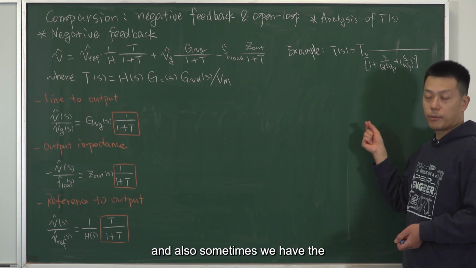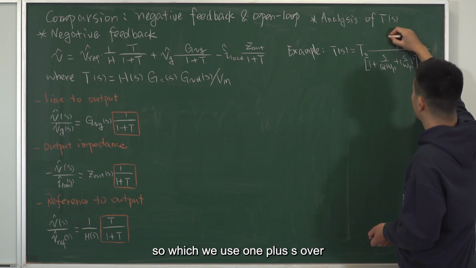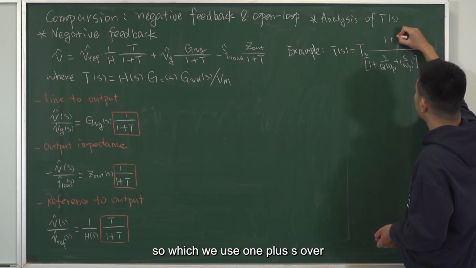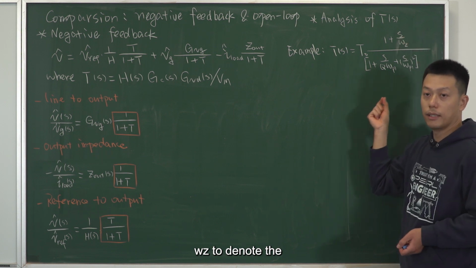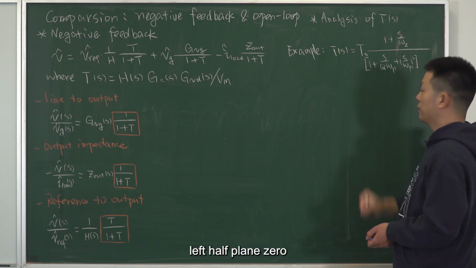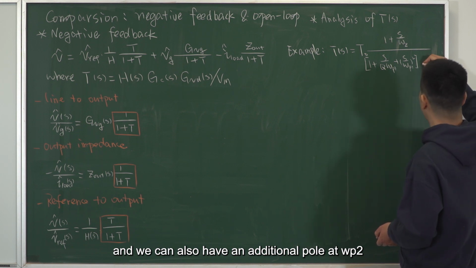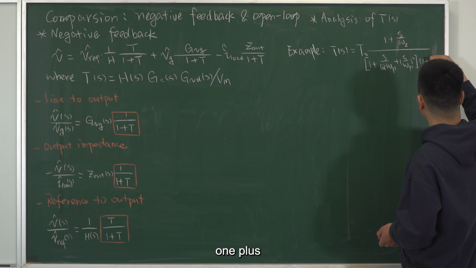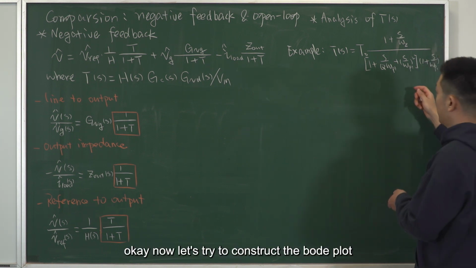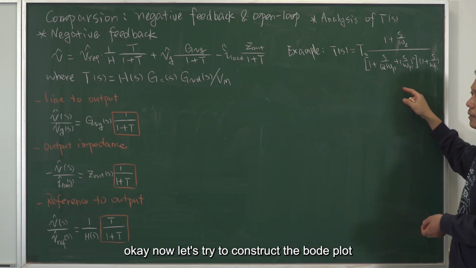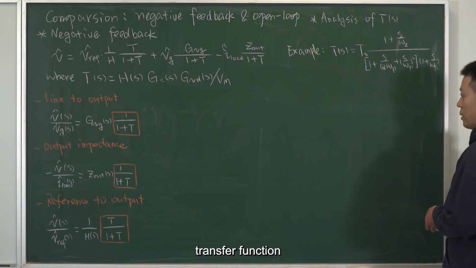And also sometimes we have a left half plane zero, which we denote by 1 plus s over omega z. We can also have an additional pole at omega p2, 1 plus s over omega p2. Okay, now let's try to construct the Bode plot for this loop gain transfer function.